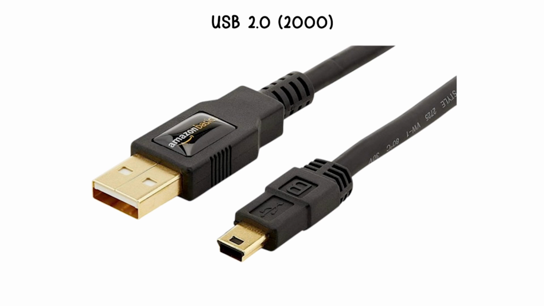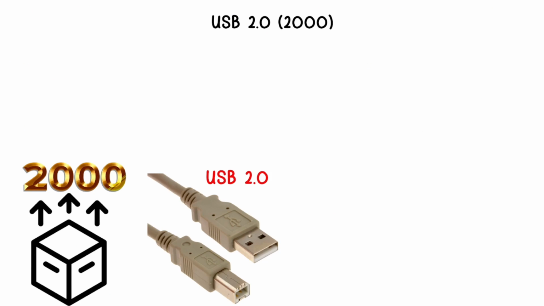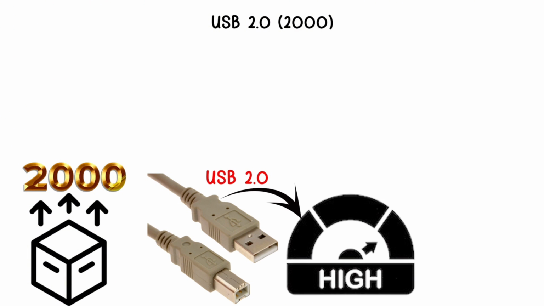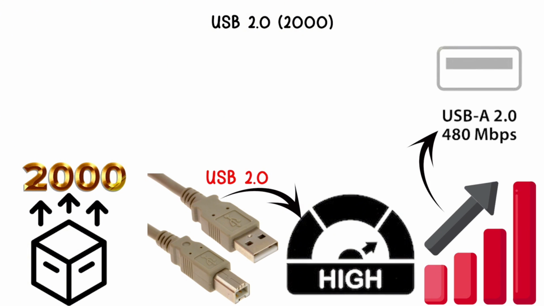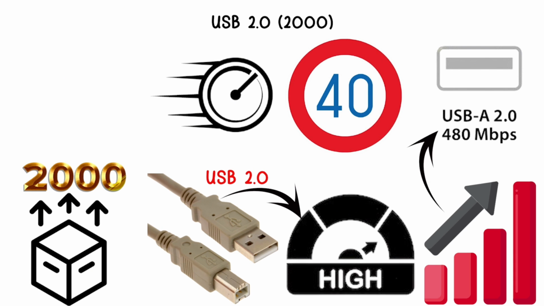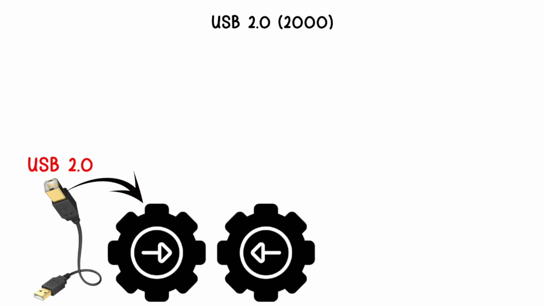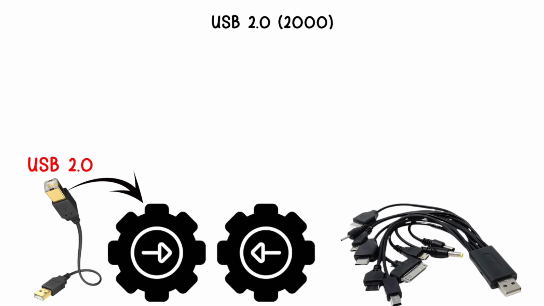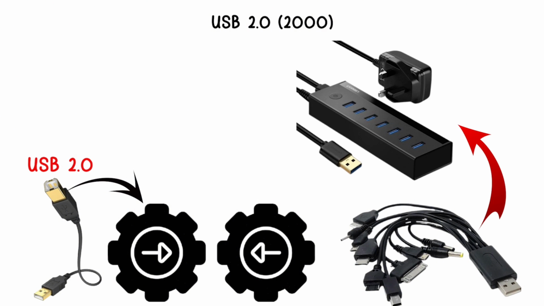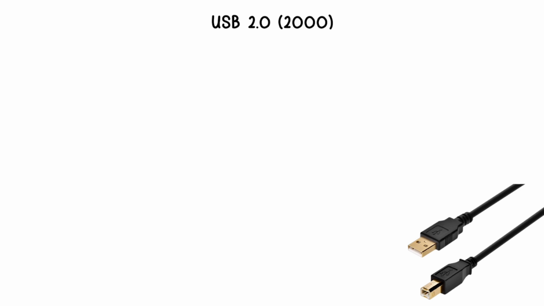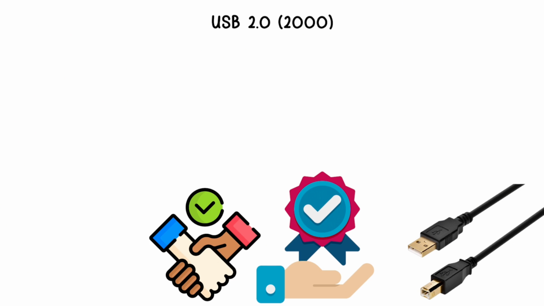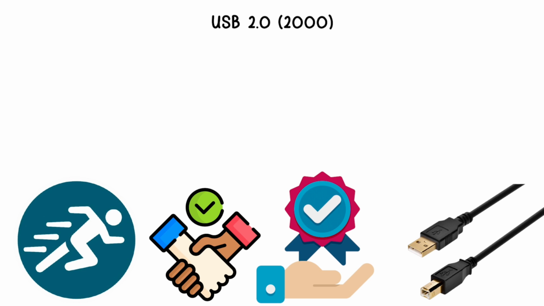USB 2.0, 2000. Released in 2000, USB 2.0 introduced high speed, a significant increase to 480 megabits per second, roughly 40 times faster than USB 1.1 full speed. USB 2.0 maintained backward compatibility, so older USB 1.x devices could still function in the new ports, although at the lower speed. This version became the standard for nearly a decade due to its reliability and speed.